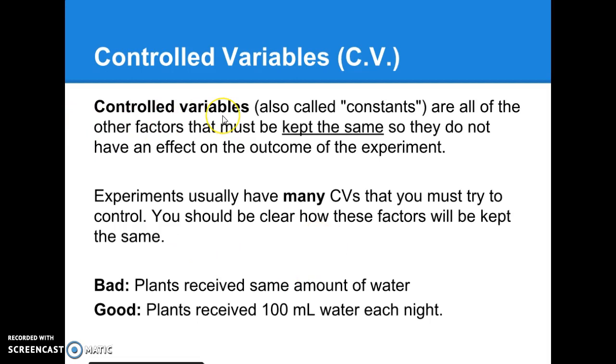Controlled variables are important to making sure that you are keeping everything the same within your experiment and making sure that you're testing just one independent variable. This down here is an example. Bad controlled variables: plants receive the same amount of water. This is bad because it doesn't give us too many details. A good example of a controlled variable would be that plants receive 100 milliliters of water each night. That tells us exactly how much water we're using in this particular experiment.